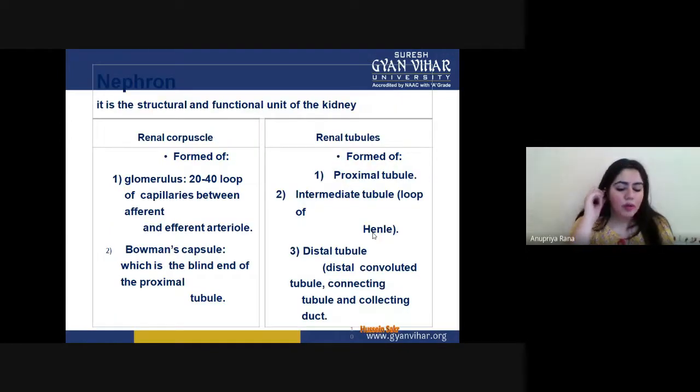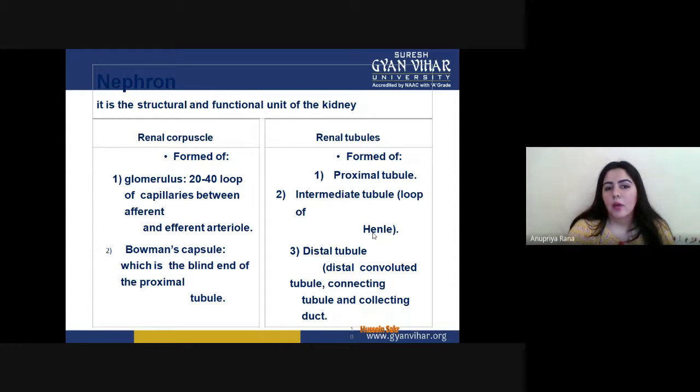Now the most important word here is the nephron. So we have to see what a nephron is, the structural and functional unit of the kidney, and how it works inside. So it is a structural and functional unit. You can say this is a unit of the kidney.